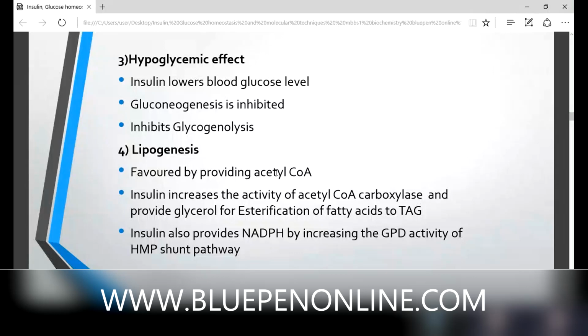Reverse of glycolysis. Some steps are a reversal of glycolysis in case of gluconeogenesis. By definition, we can synthesize glucose from non-carbohydrate substances. So in the hypoglycemic effect, gluconeogenesis is inhibited. It also inhibits glycogenolysis. So what is that metabolism? Glycogenolysis.